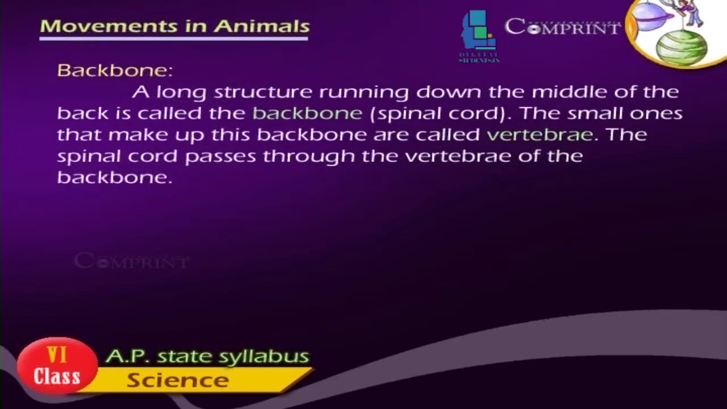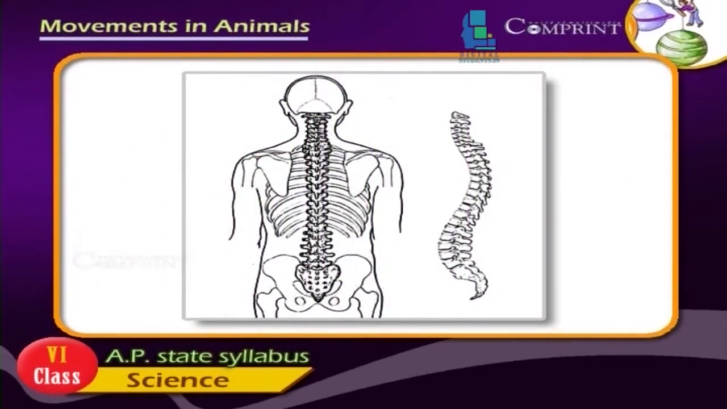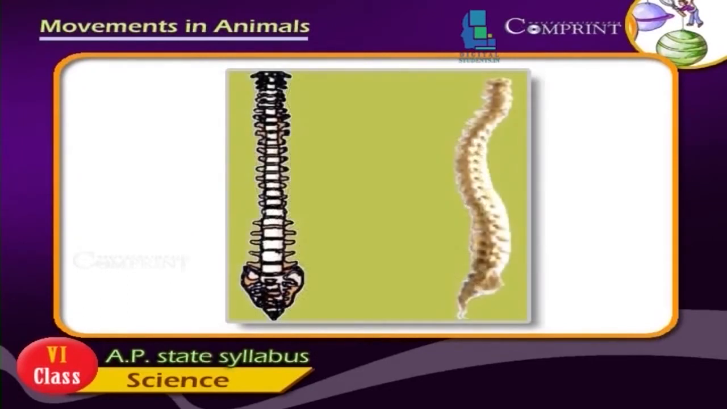Backbone. A long structure running down the middle of the back is called the backbone. The small bones that make up this backbone are called vertebrae. The spinal cord passes through the vertebrae of the backbone.